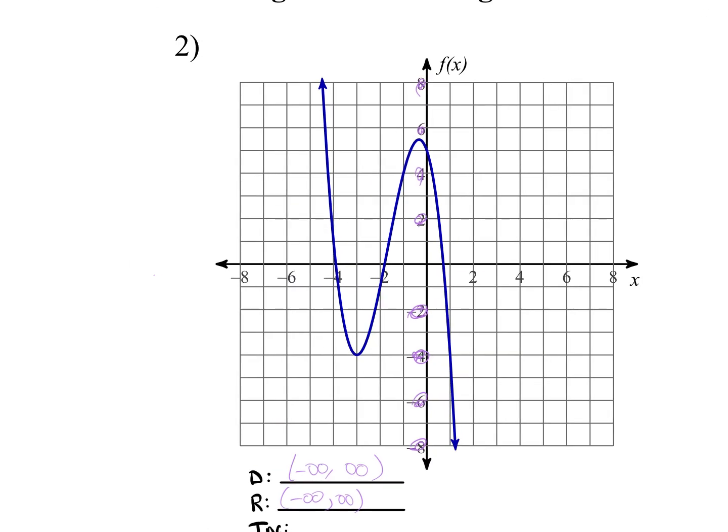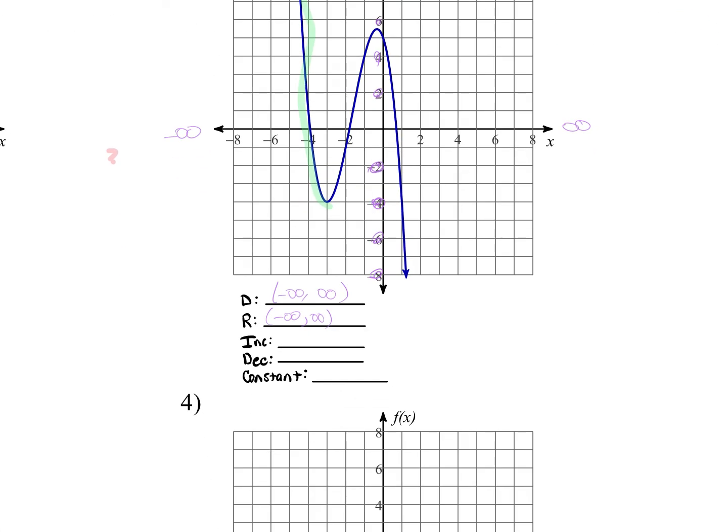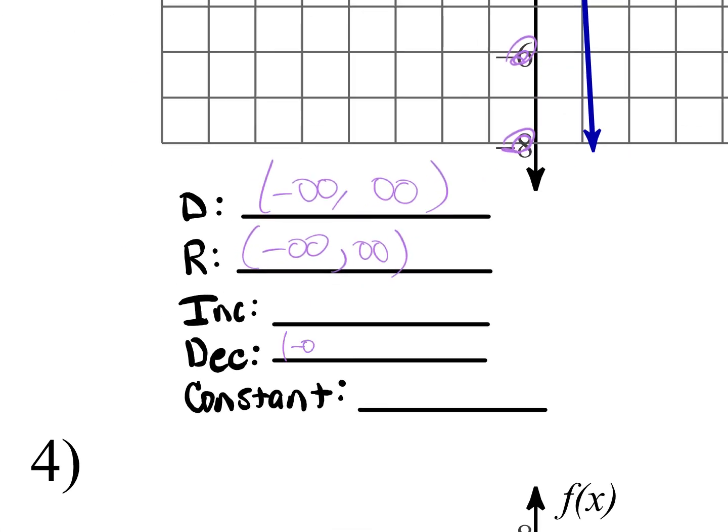And remember, this is -infinity over here. This is +infinity over here. So what is happening here? Decreasing. From where on the x-axis to where on the x-axis? From -infinity to negative what? -3. Good. It's decreasing from -infinity to -3.